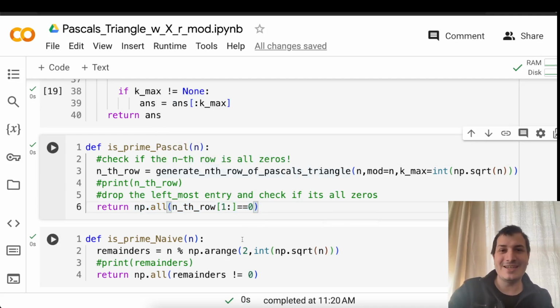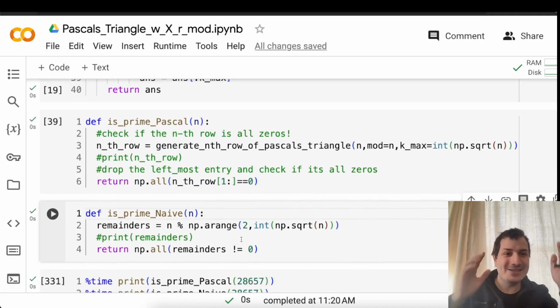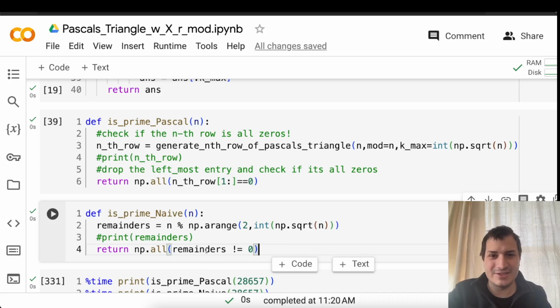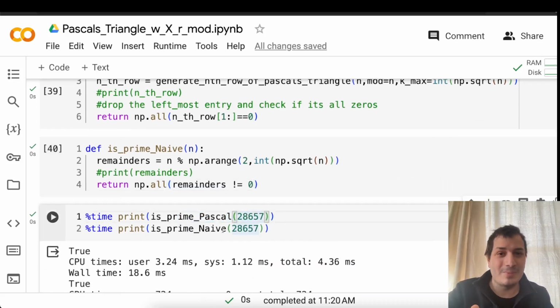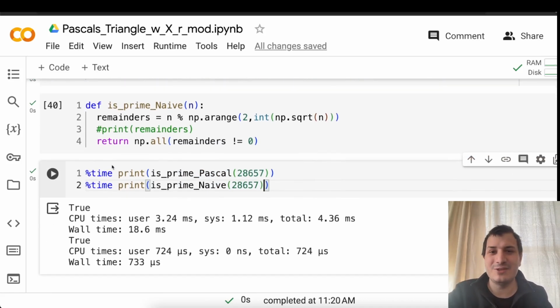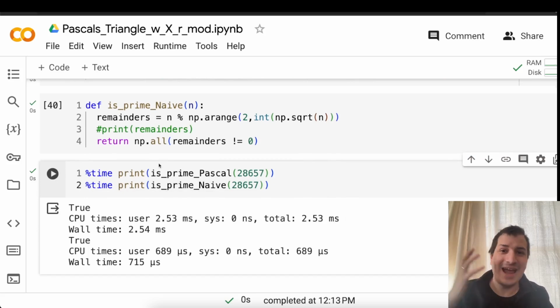So that is our way to check using Pascal's triangle, is_prime_pascal. And you can compare that to is_prime_naive. Naive just means I'm doing it in the simplest possible way. I'm just dividing n by all the possible factors to see if all the remainders are 0. And it's prime if it never has a 0 remainder. And here is a little test: is_prime_pascal versus is_prime_naive on this number 28,657. And if you run it, you can see that actually it is a prime number. This was on a list of large prime numbers.